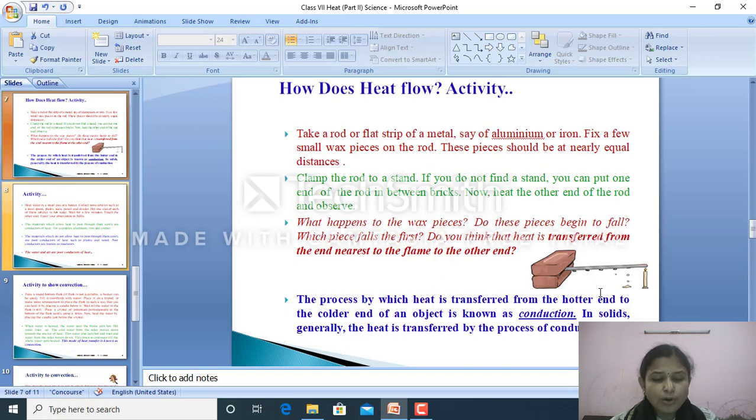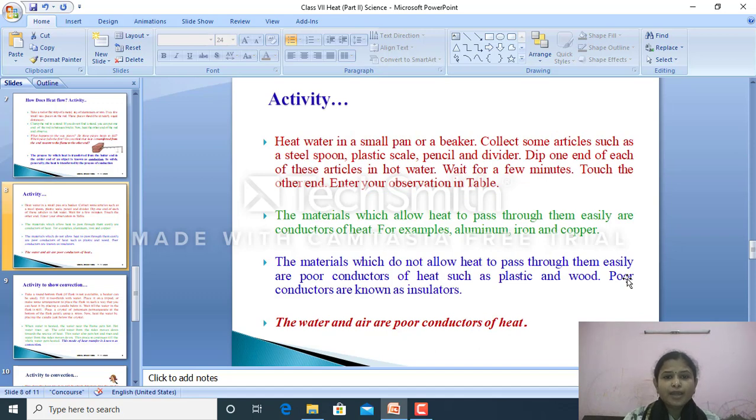So this activity shows how the conduction takes place in solids, how the transfer of heat takes place in solids. First the wax which is nearest to the flame melts first. So this is the activity to show the process of conduction.